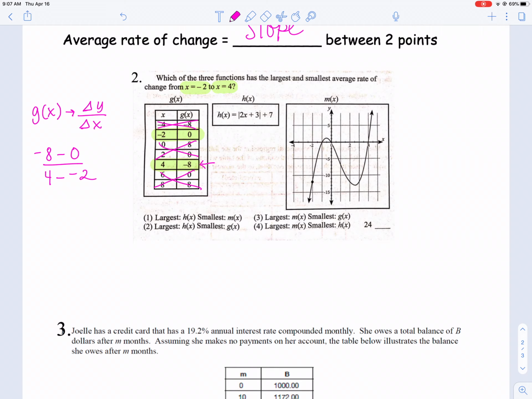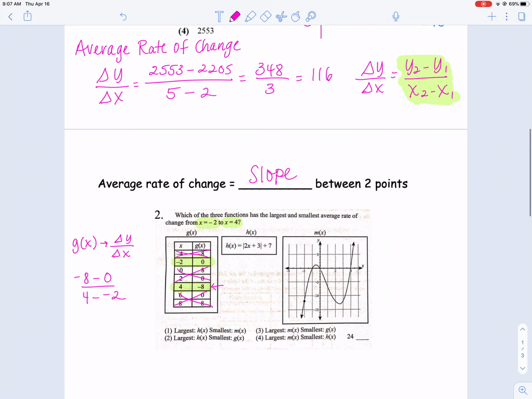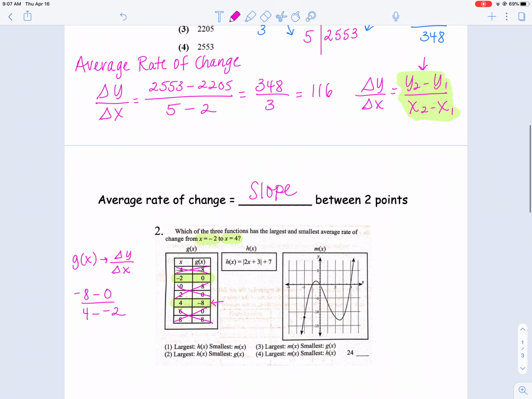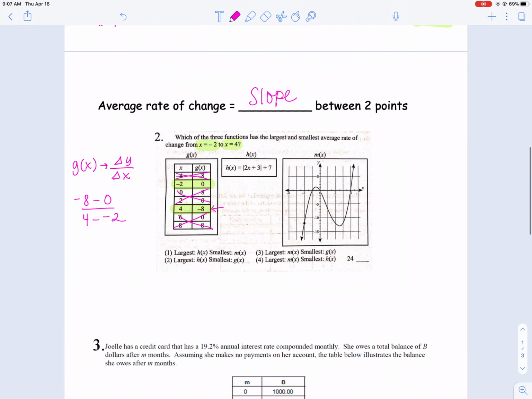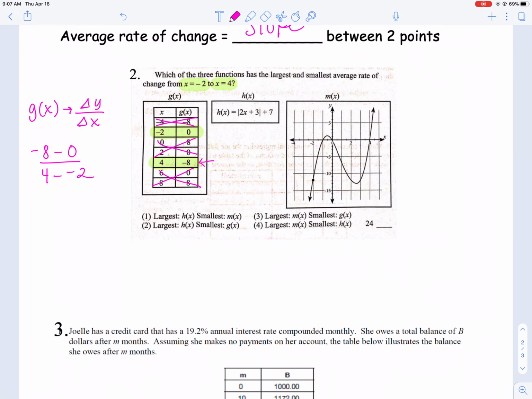Now, here's what a lot of kids will also mess up. Be careful. This is difference. Difference means subtraction. Notice up here, it's subtraction. So important. So when you see a negative, make sure you do minus a negative. It becomes double signs. So this becomes -8 over +6, which means g of x has an average rate of change of -4 over 3. Okay, -4/3.